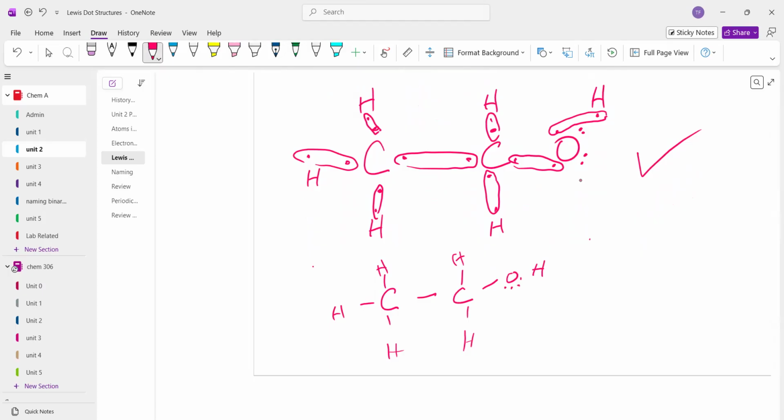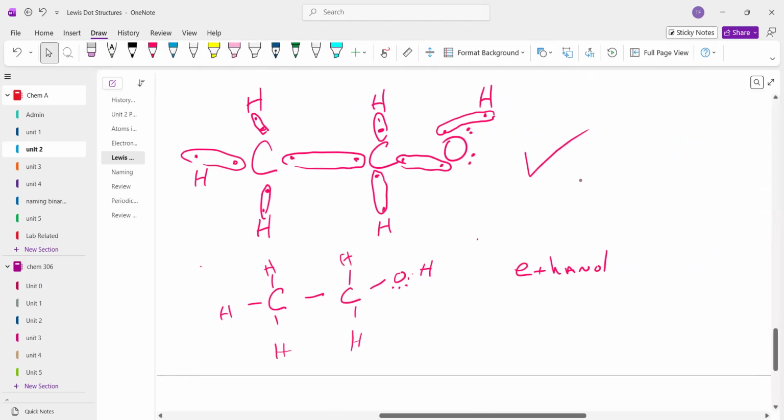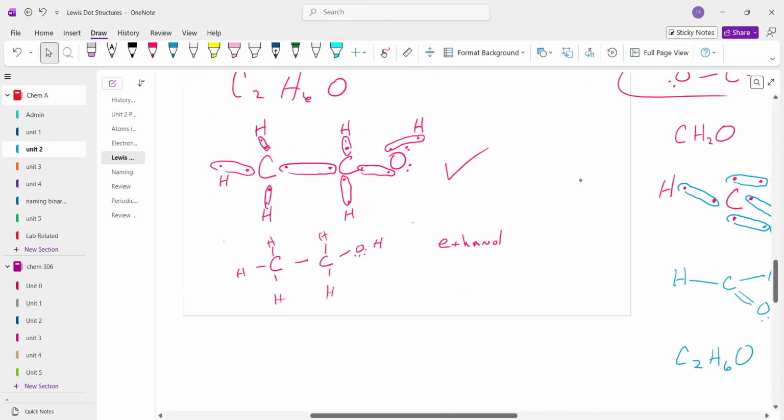Does anyone know what this molecule is? Some drinking alcohol. Ethanol. Okay, so that's one. Let's do another one now. Are there any questions how I got that?